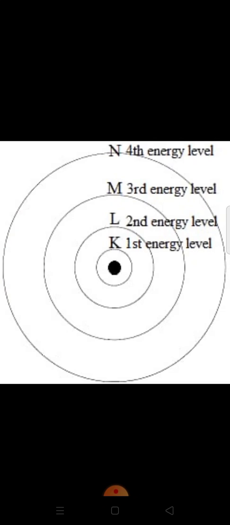Students, we know that there are a number of shells present in an atom, and these are called first shell, second shell, third shell, fourth shell, etc. Or we can also call them K shell, L shell, M shell, N shell, etc. We also know that the electrons of the atoms are present in these shells.